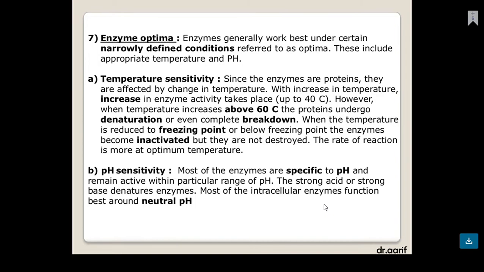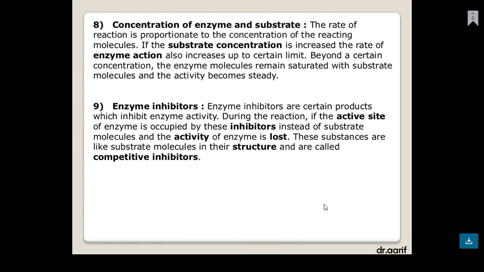So the main reaction will take place at the optimum temperature, and they are also specific to pH, that is, pH sensitivity. Most of the intracellular enzymes function best around neutral pH. There are some enzymes that are acidic and some that are basic, but most of the enzymes you find are basically neutral. They work best in neutral pH. Then you have enzyme concentration and enzyme inhibitors, which I'm not going to go through.